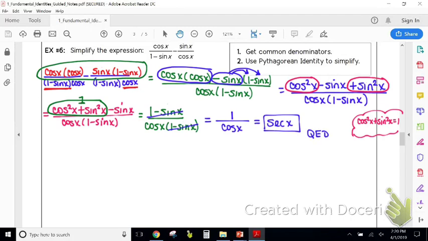Why do we have to put QED? You don't have to put QED. I was just putting it there so if you look at the notes online, you'll be used to it. If you see it later, then you'll know.